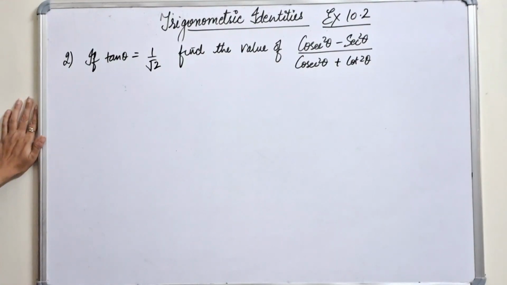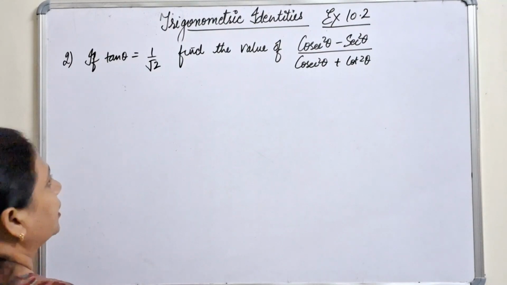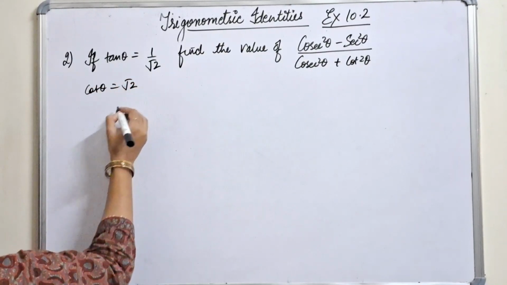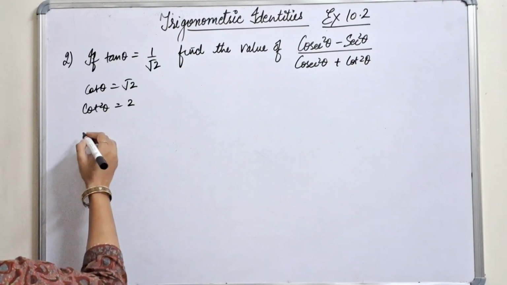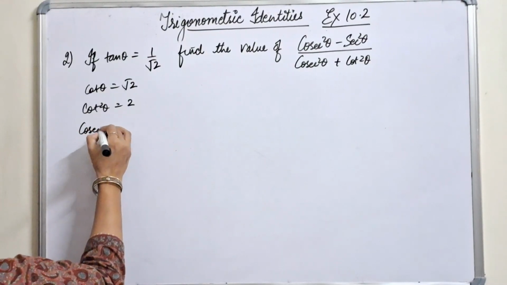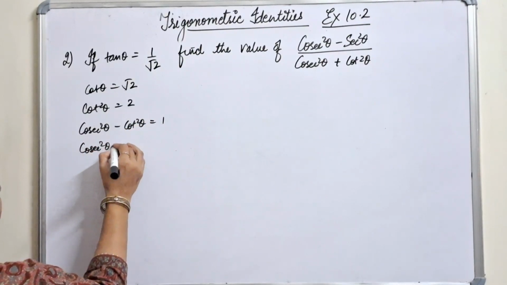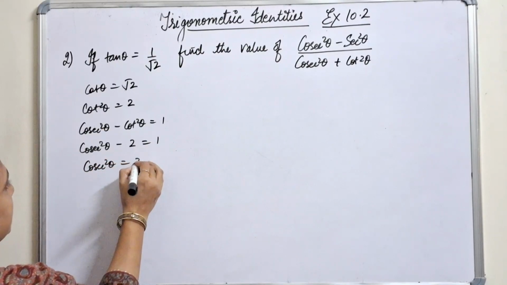See next question. Tan theta is 1/√2. You have to find the value of the expression (cosecant square theta minus sec square theta) upon (cosecant square theta plus cot square theta). So we require only these four trigonometric ratios. Tan theta is 1/√2, so cot theta will be √2 and cot square theta will be 2. And with the help of the identity, cosecant square theta minus cot square theta is equal to 1, we'll get the value of cosec square theta. Cosecant square theta is 3.